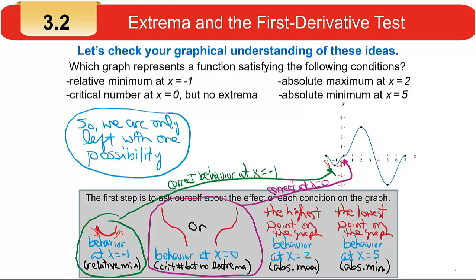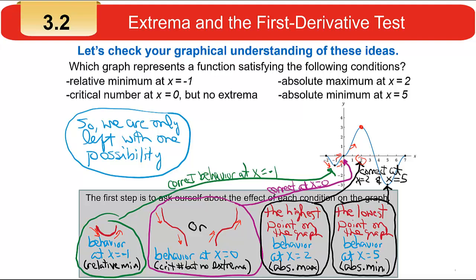The second condition, you're either looking for down, down, or up, up. And in this case, around there, we're getting up, up. That's okay. The next condition says at x equal 2, you get the highest point on the graph. And if you look at x equal 2, that assuredly is the highest point on the graph, so that's good. And the fourth condition says when you go to 5, you get the lowest point on the graph, and again, that's assuredly true.